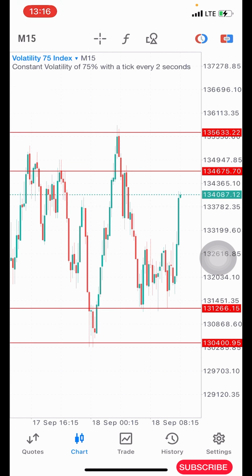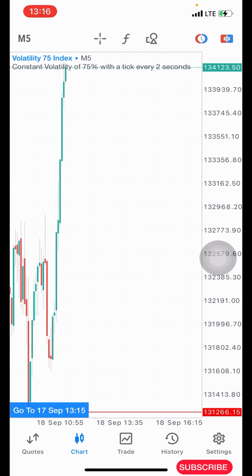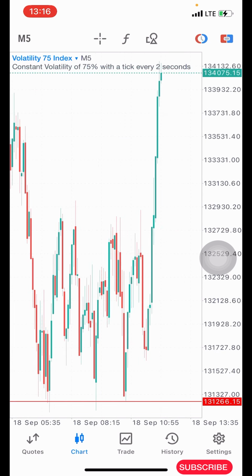Now after marking this area, you go in on the most recent support and resistance zone in those time frames. Now let's go to the 5-minute time frame where we'll be taking our entries from. This is a scalping strategy, so you want to use a small time frame.